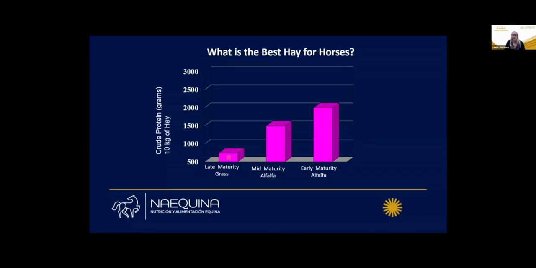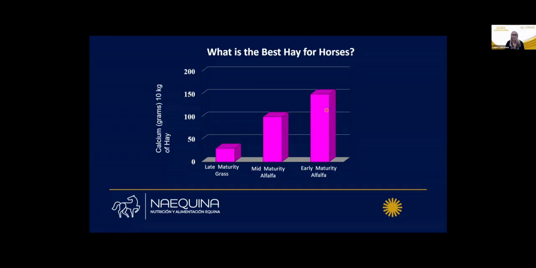As we look across these 3 different forages, we can see that the late maturity grass hay provides 600 or so, 700 or so grams per day. The mid-maturity alfalfa is basically twice that or more. And the early maturity alfalfa is even more than that. So giant differences in the nutrients that are provided by these 3 different forages.